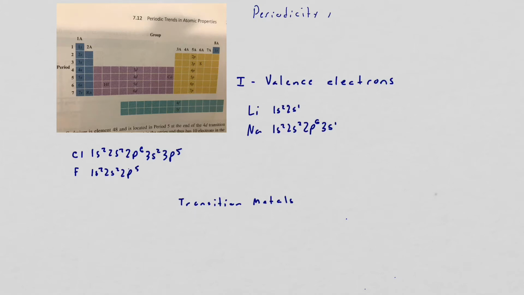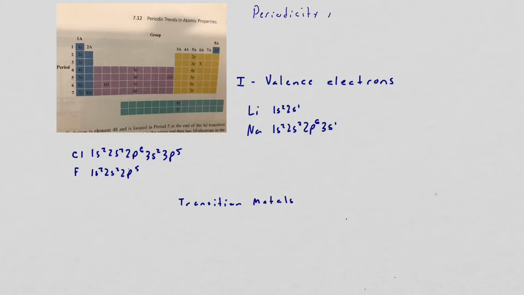This video is on periodicity. Periodicity will involve an analysis of certain trends in the periodic table, such as trends in ionization energy, electronegativity, atomic radius, as well as a discussion of valence electrons and the properties of different elements.